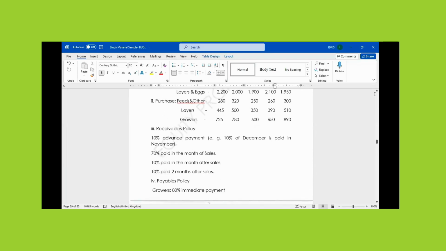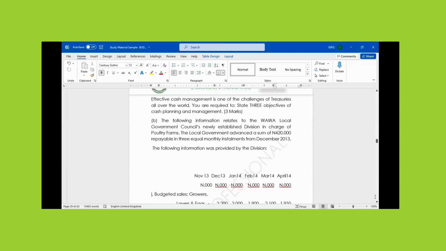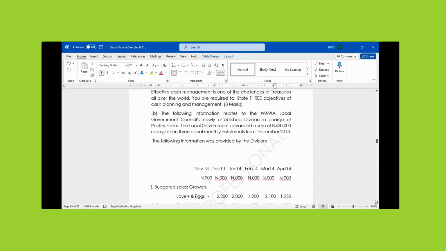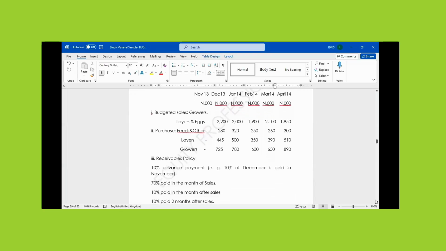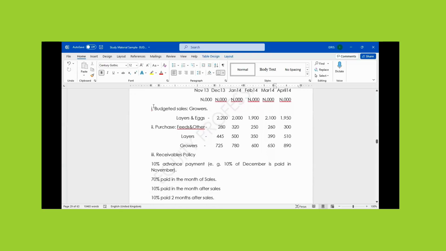In this question, what is the inflow? How do we get our inflow in this question? Our inflow will be coming from what item? From sales. Sales of poultry items. This one I colored in green. That is our inflow. That is where our inflow will be coming from.